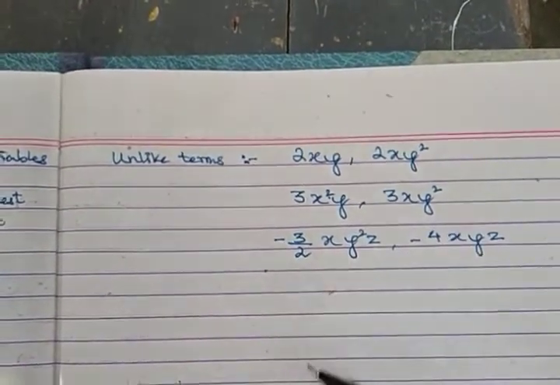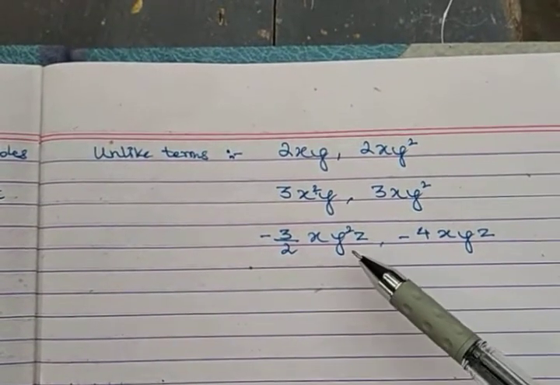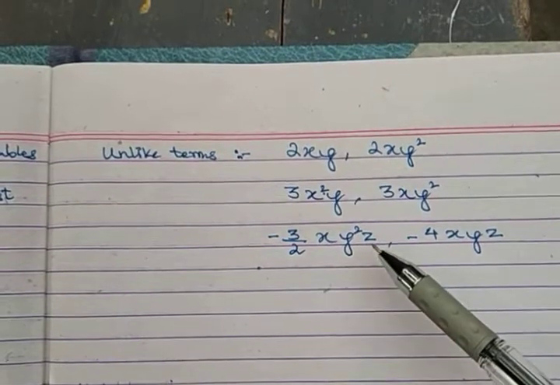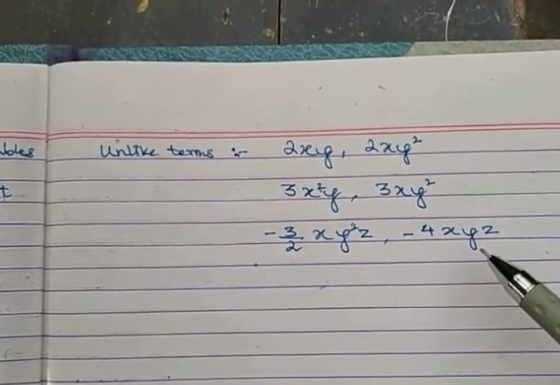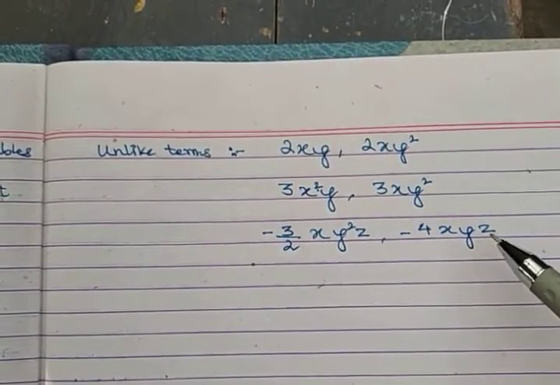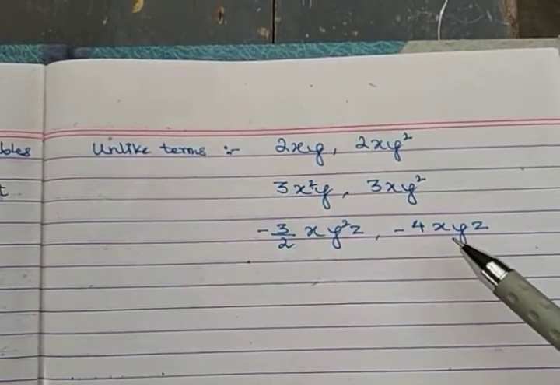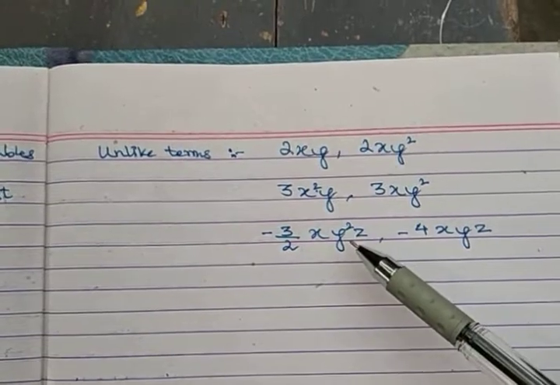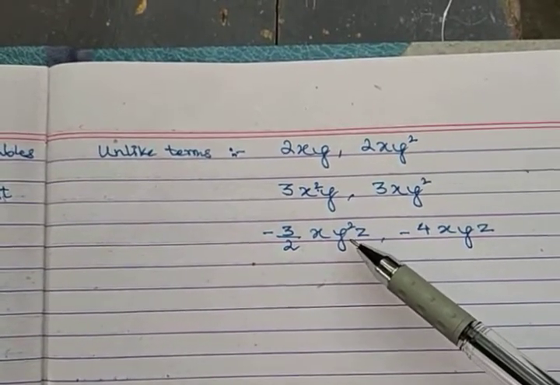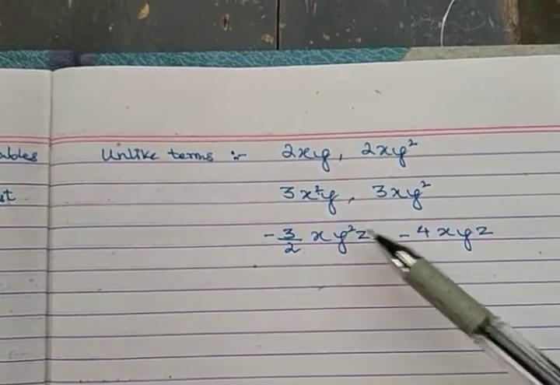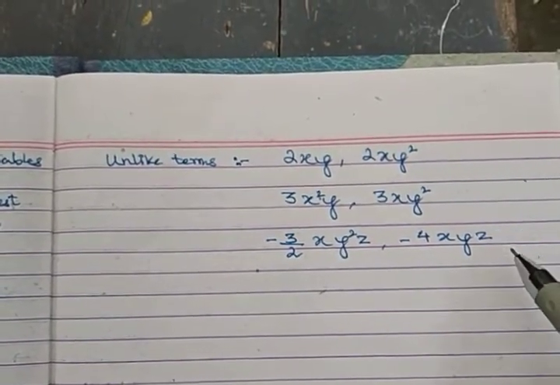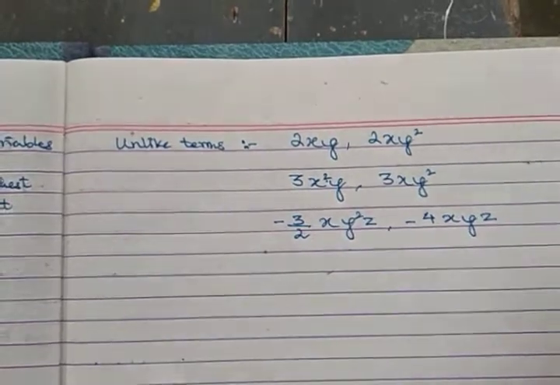Is it okay? So this one, minus 3 by 2 xy square z and minus 4 xyz. Though the variables are the same, they are still unlike terms. Why? Simply because of this y: the first term has the power of y as 2, and the second term has the power of y as 1. Is it okay? So I hope you have understood today's lesson.